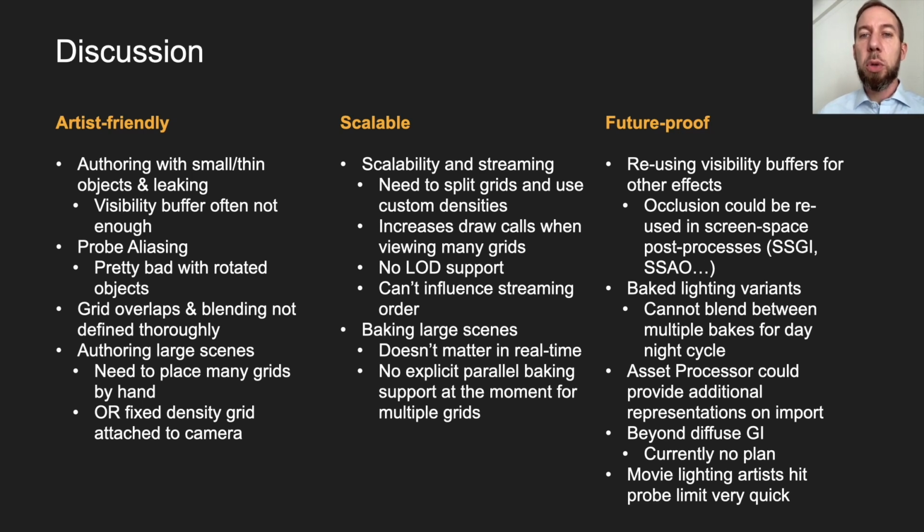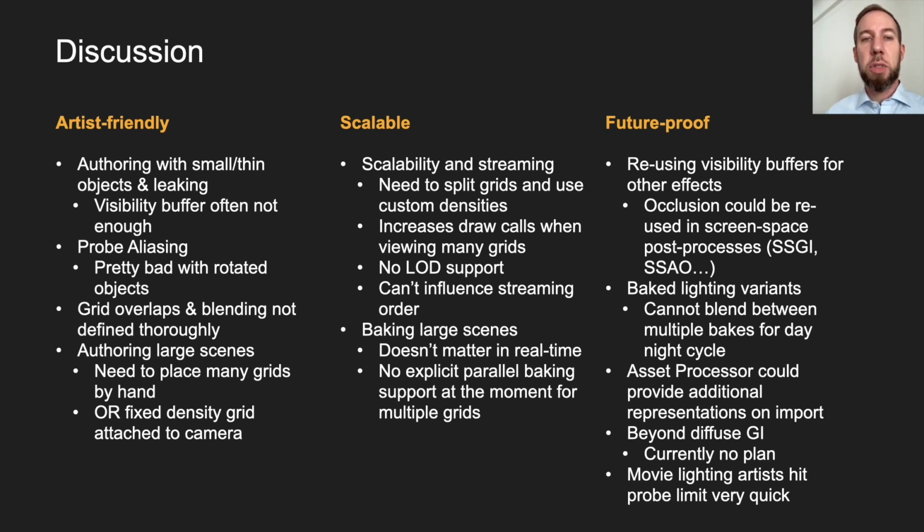Scalability-wise, for bake probes, we need to split grids and scatter them around in scenes, which increases the amount of draw calls to render once we have a big bunch on screen. Additionally, there's no level of detail support, so we could easily end up with an open world scenario with 1K probes covering a single pixel on screen. And right now, as far as I know at least, there's also no way to prioritize the streaming order of grids, like important grids.